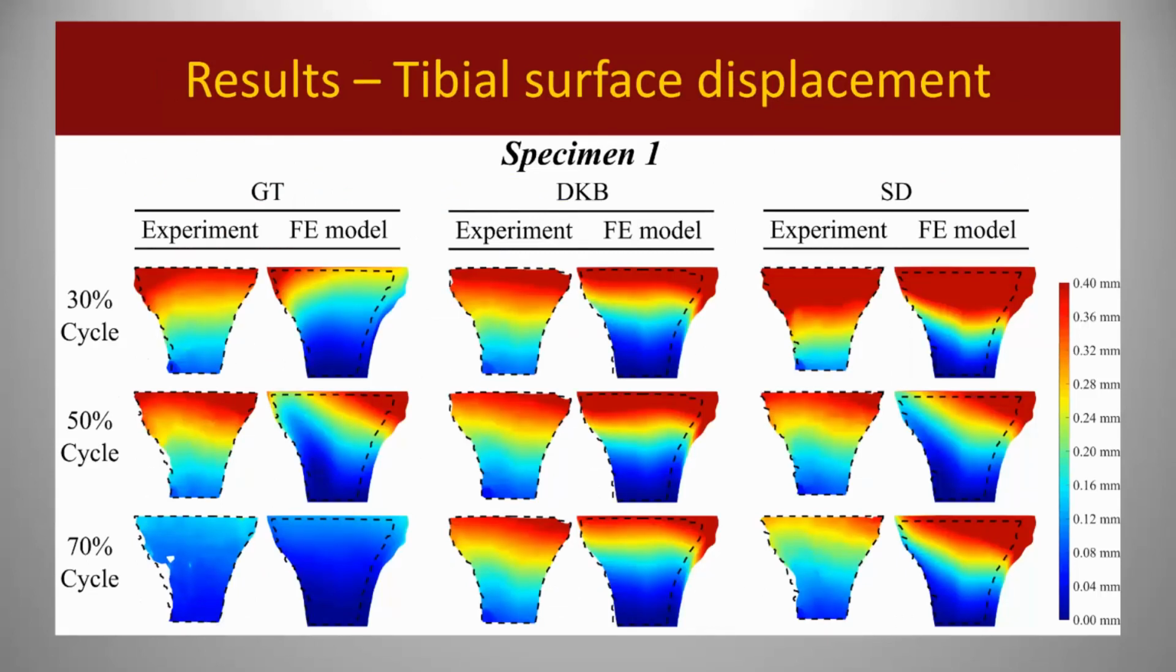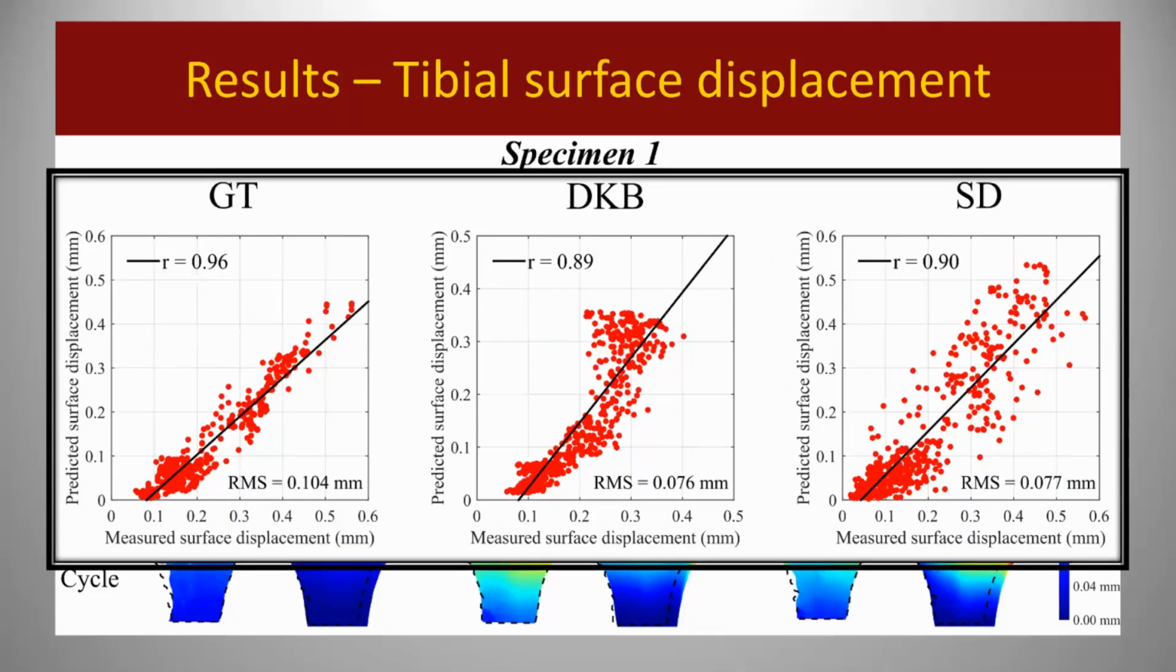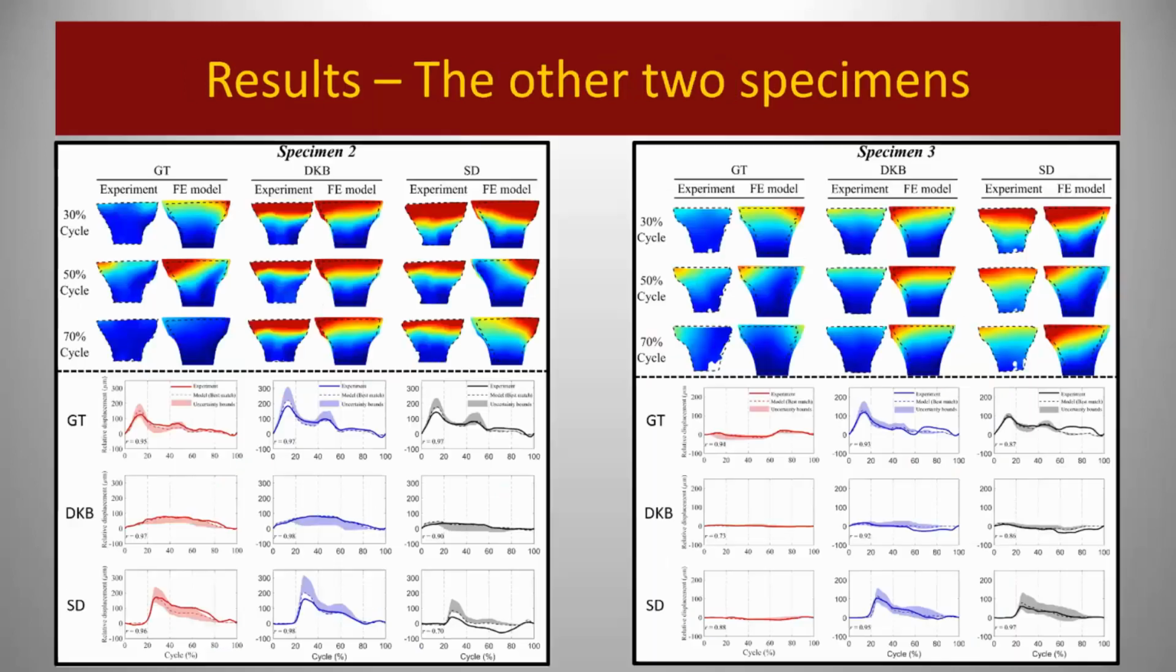Graphic comparisons of tibial surface displacements at 30, 50, and 70% of the cycles for the same specimen are shown. The predictions correctly captured the activity unique experimental trends and closely matched the magnitudes. The average root mean square difference was 80 micron, which is about 10%, and the average correlation was 0.92. Good validation results were obtained for the other 2 specimens.